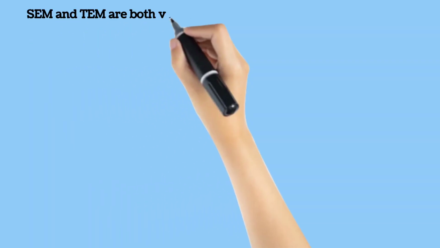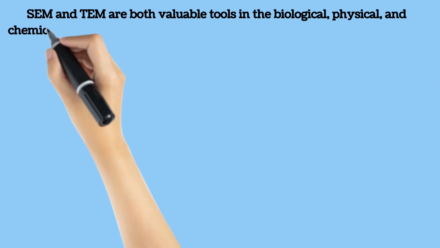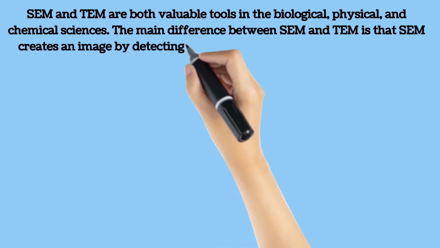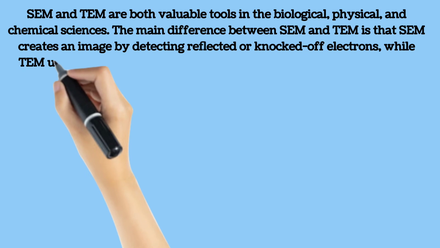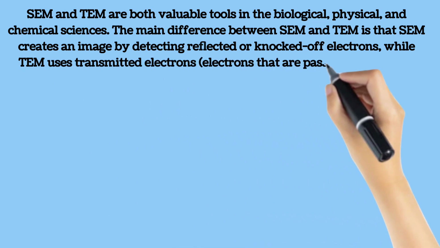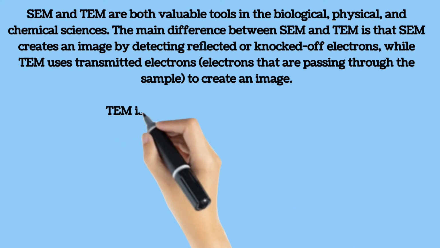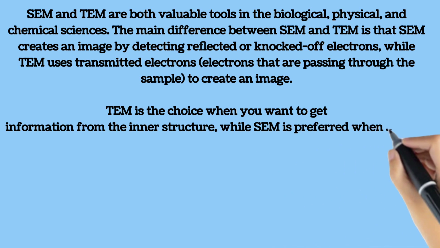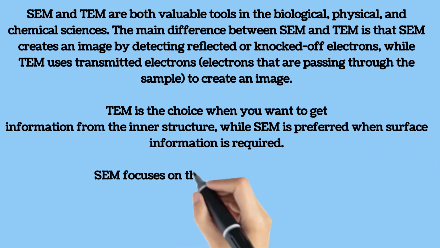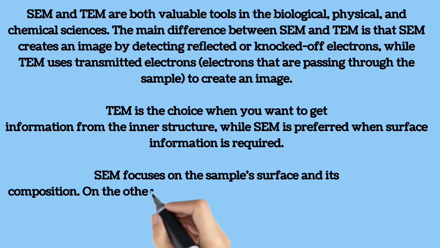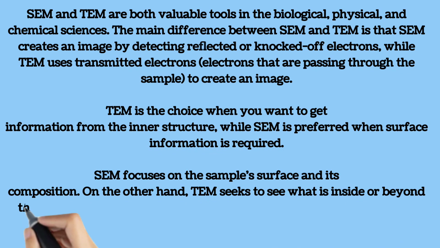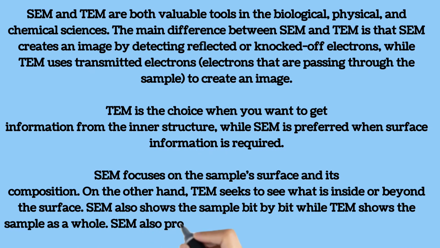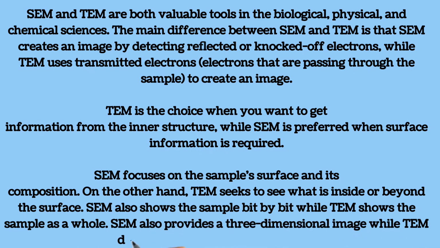Scanning electron microscopy and transmission electron microscopy are both valuable tools in the biological, physical, and chemical sciences. The main difference is that SEM creates an image by detecting reflected or knocked off electrons, while TEM uses transmitted electrons that are passing through the sample to create an image. TEM is the choice when you want to get information from the inner structure, while SEM is preferred when surface information is required. SEM focuses on the sample's surface and its composition. On the other hand, TEM seeks to see what is inside or beyond the surface. SEM also shows the sample bit by bit while TEM shows the sample as a whole. SEM also provides a three-dimensional image while TEM delivers a two-dimensional picture.